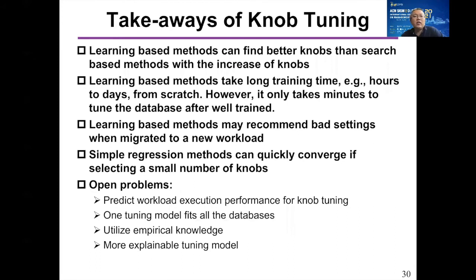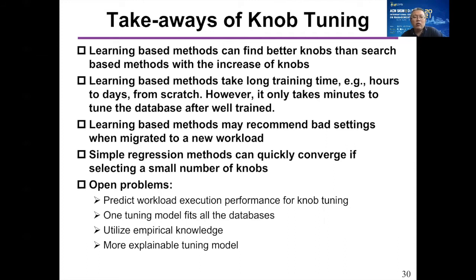So some takeaways. Learning-based methods can find better knobs than some search-based methods, and learning-based methods can take a long training time because they need to run some workloads, and it's very important to study the adaptability to different databases and different workloads. And there are also some open problems. For example, we want to predict workload performance after the knob tuning. This is also important. We need to convince the user that after you tune the knobs, we can make the database run faster. How to evaluate this and how to guarantee this.